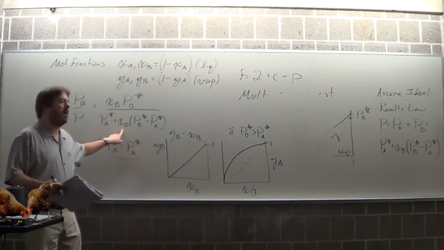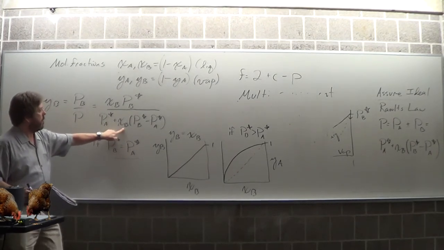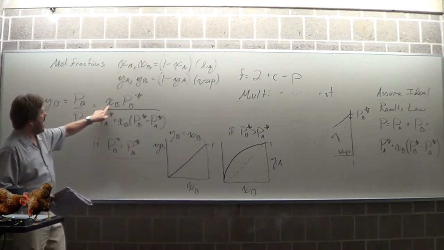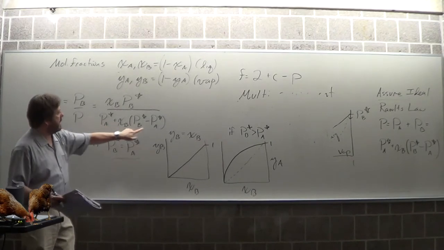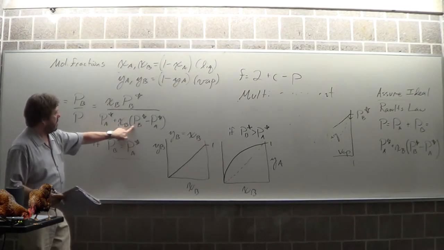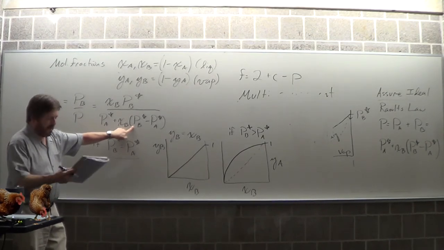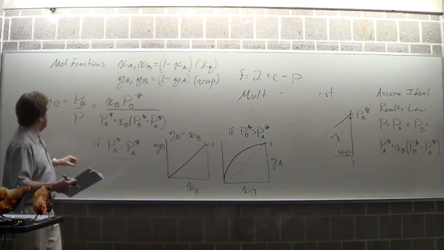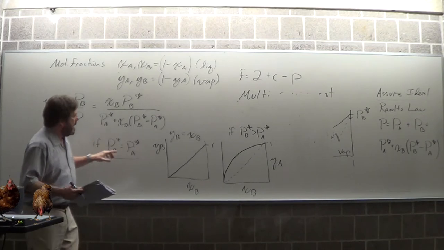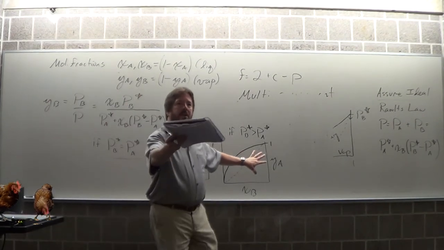Now follow along. All right, if the mole fraction of B is 1, then I've got chi B PB star over PB star. Right, which would be the pure partial pressure. So that makes sense. That makes sense. Okay. All right.